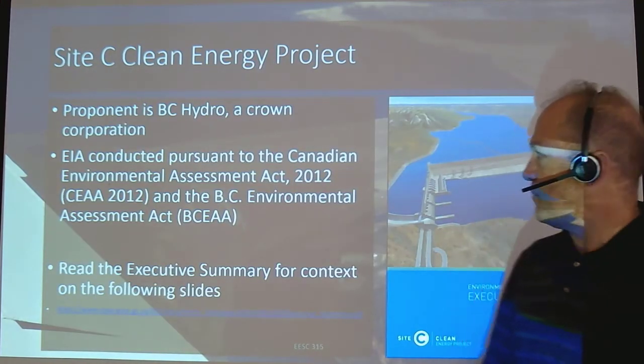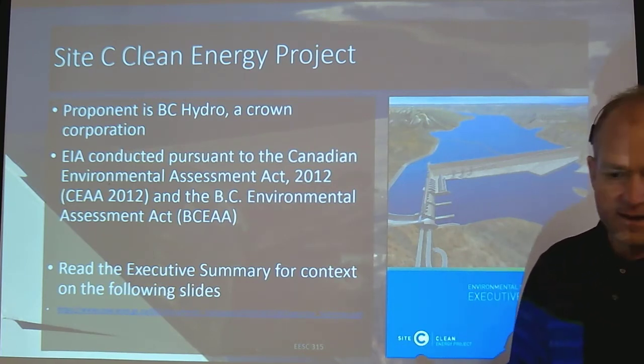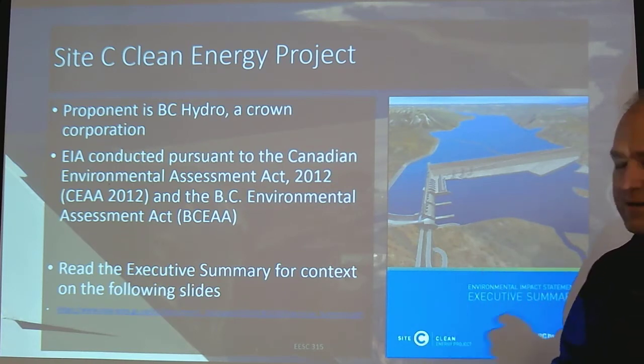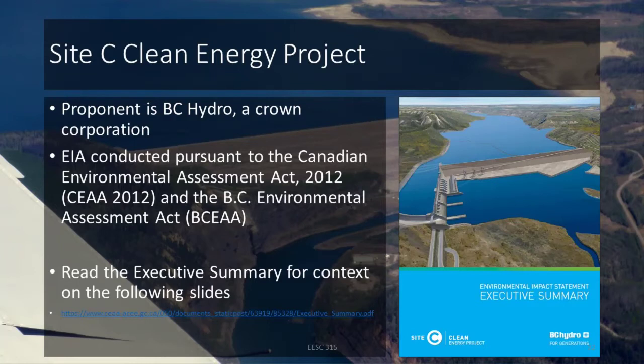Okay, so let's move on and talk about the Site C project. This is going to be our case study, and I'm going to use this throughout the semester to hopefully help you understand EIS a little bit better, or EIA a little bit better. So the proponent was BC Hydro. That's a Crown Corporation of BC. In other words, it's an arm's length company owned by the government.